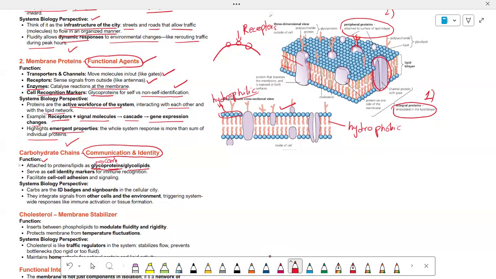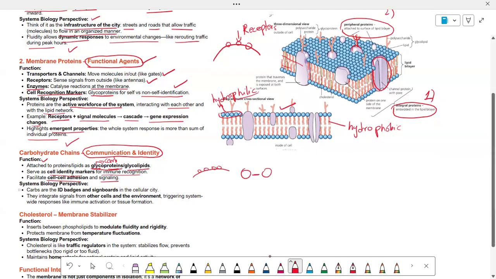The second function is that they serve as cell identity markers for immune response. I already discussed in membrane proteins that they are the identity markers for immune recognition. They help the immune system to recognize which cells are its own and which cells are from outside. They facilitate cell adhesion and signaling. It helps in cell communication. Like when two cells have to communicate, these carbohydrates help in communication between the two cells.